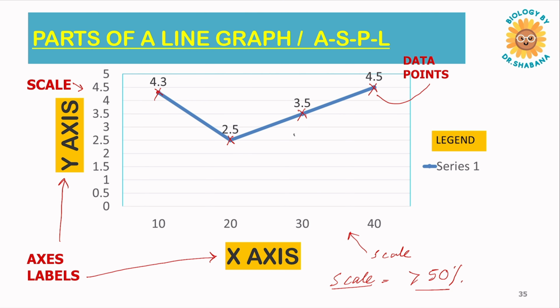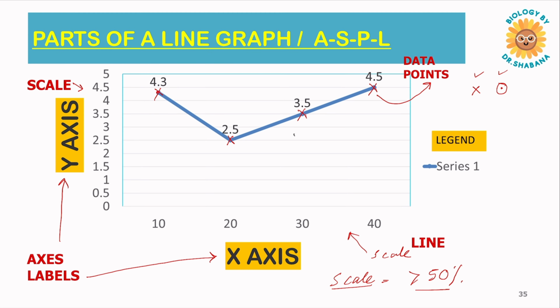So these are the plotting points, and how do you plot them? You look at the x-axis and the y-axis. You tally the two, and you can put a small x at the data point, or you can put a dot and a circle. Either way, you must be very clear that you do not make it too big or too small, so that it is not visible to the examiner.